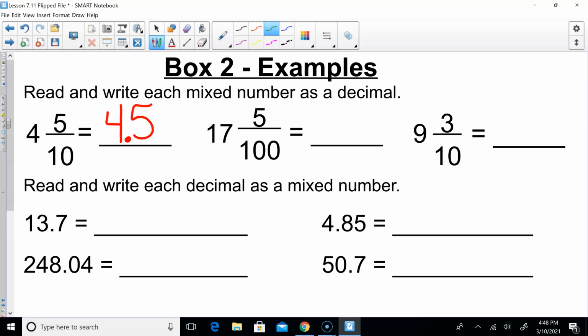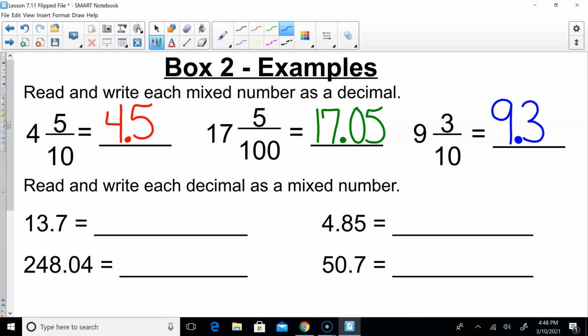17 and 5 hundredths. So I have 17. I understand the period as "and", and 5 hundredths. That's like 5 pennies. So I put it not in the tenths place value, but in the hundredths place value because I have 5 hundredths. And the last one, 9 and 3 tenths. This is my tenths place value, so 9.3.